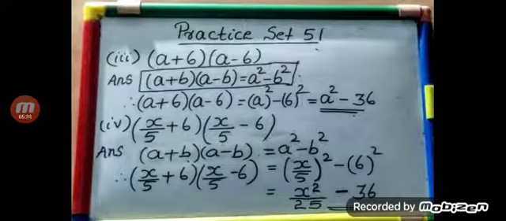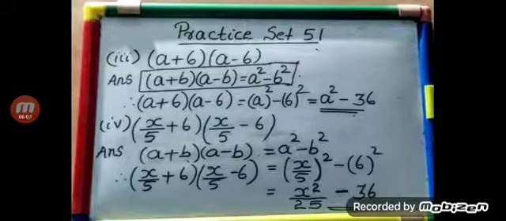Next one, question number 4. x upon 5 plus 6 into x upon 5 minus 6. Here also the same formula, a plus b into a minus b is equal to a square minus b square. In place of a, here it is x upon 5. In place of b, it is 6. Therefore, x upon 5 plus 6 into x upon 5 minus 6 is equal to a square, that is first term square. Here the first term is x upon 5.